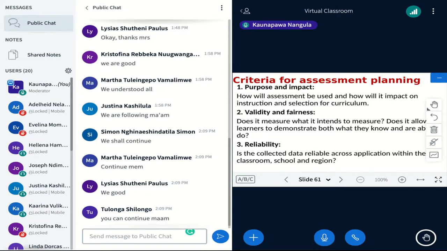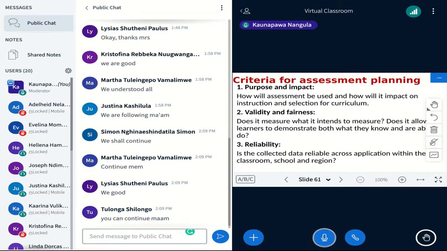Okay. And then the next one is reliability, which is: is the collected data reliable? All right. Is it trustworthy? Is it dependable across application within the classroom, the school, and the region? So whatever data that you have collected, is it really trustworthy? Does it reflect what it says it's going to reflect?